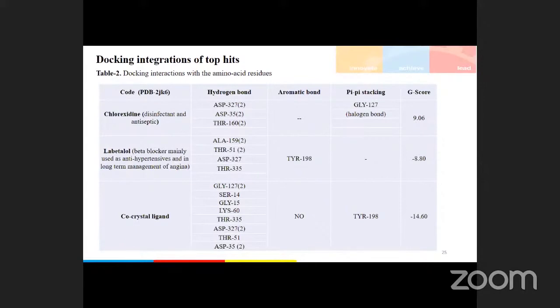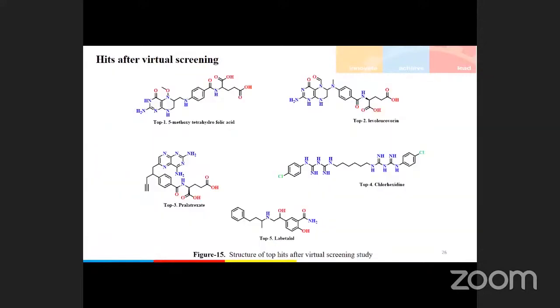Then once this docking has been done, we performed molecular dynamics. These are all the structures of the top 5 hits.